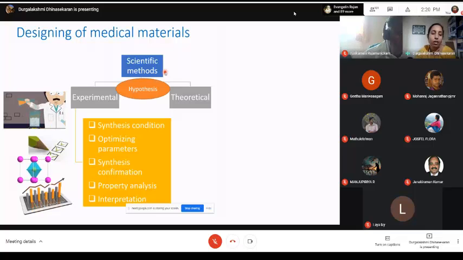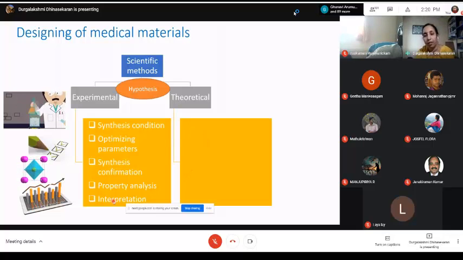Then the property analysis, whether it is mechanical property or optical property or electrochemical property, whether the hypothesis is tested or not, whether it is going to fulfill the need. This will be confirmed after the property analysis only. Then interpretation will be made.